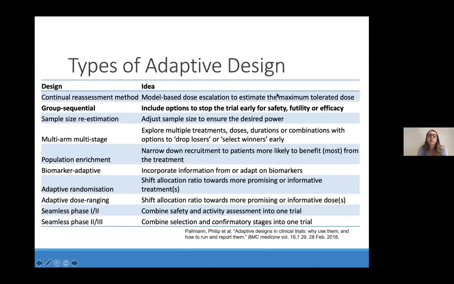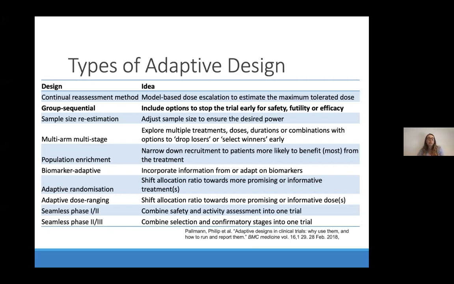So there are several types of adaptive designs. We talked about some of them yesterday during the lecture. I brought all these designs here as an example, and the general idea is that we're not going to talk about all of them, but just for you to see that it's not only group sequential designs in which we do an interim analysis and decide to include the options to stop the trial early for safety, futility, or efficacy, but there are different types of design.